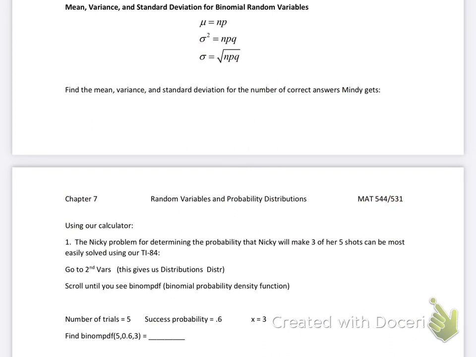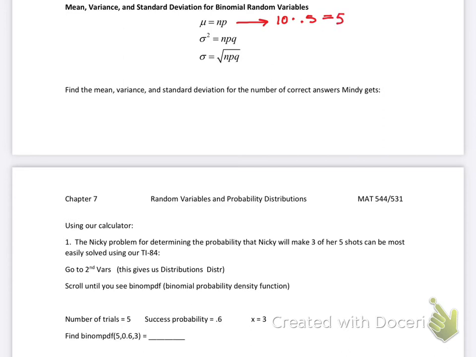Sometimes they give you information about the mean, the variance, and the standard deviation, and sometimes they don't. So if you have to calculate it for yourself, this is how you get your mean. The mean is the number of trials times the p. In our situation, it would have been 10 times 0.5, and that's your mu. 10 times 0.5 gives you 5.